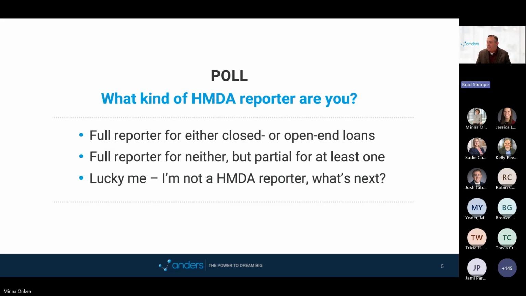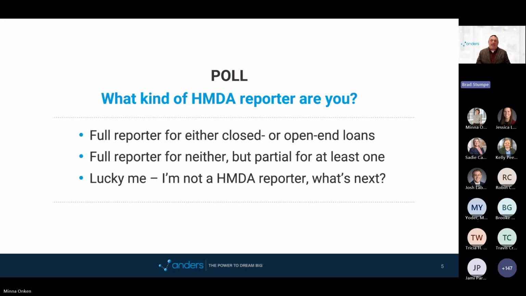And it looks like it's a pretty even split, and most of you aren't a reporter at all. So hopefully we'll fly through HMDA so you all don't lose too much interest too quickly. But there's a pretty even split between all 3 of those categories. So thanks to everyone who participated in that.